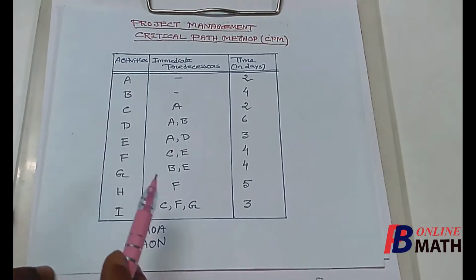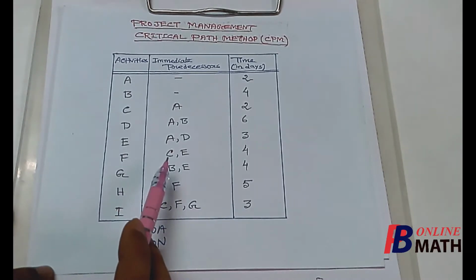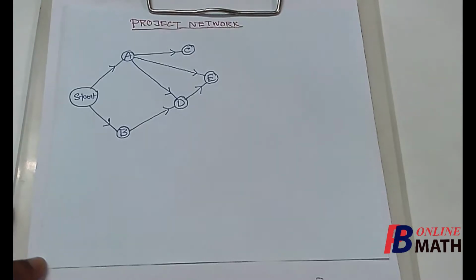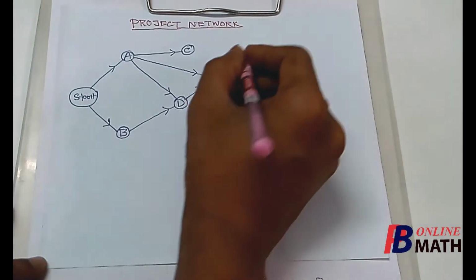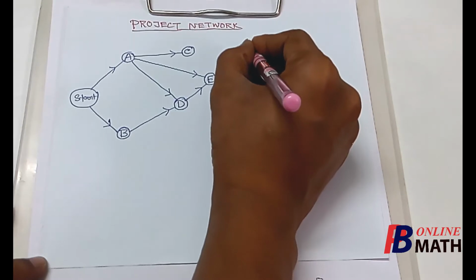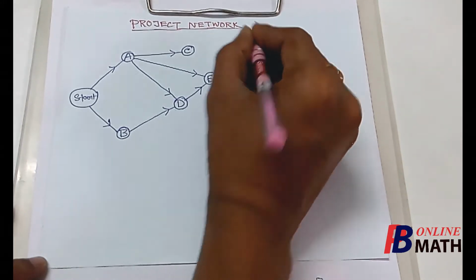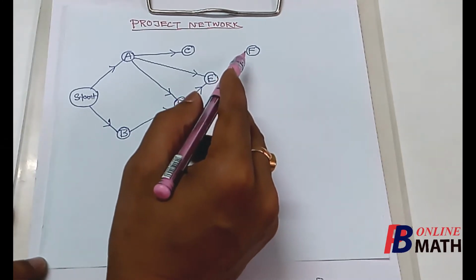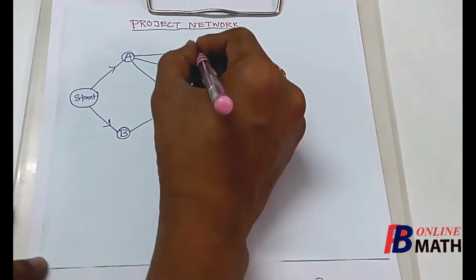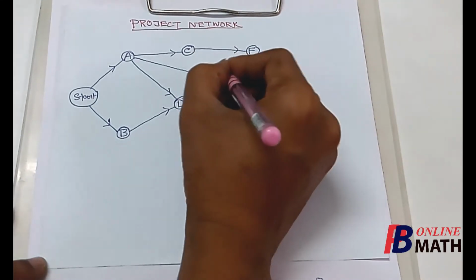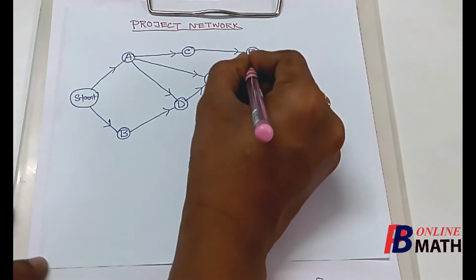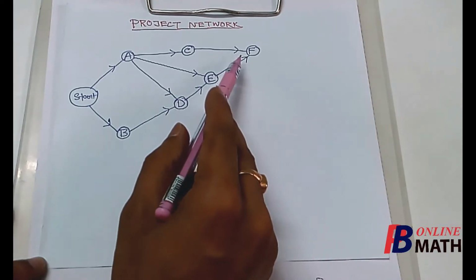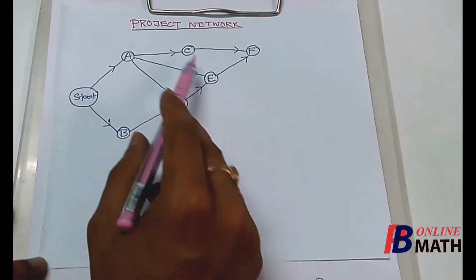Next we find that the activity F has two immediate predecessors, which are C and E. So if we represent the activity F by this node, then the activity F has two immediate predecessors, C and E. So we connect these two nodes, and also we connect these two nodes. So the activity F has two immediate predecessors, C and E.